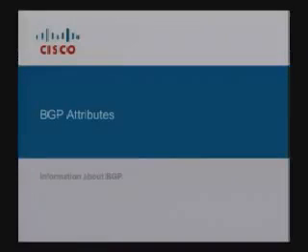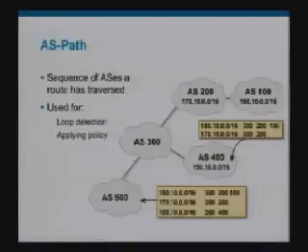So we can store information about where the prefix has been, any priorities you want to put on the prefix and so forth. These are the BGP attributes. The first one I want to look at is the AS path. This one is pretty important. It's a sequence of ASs a route has actually traversed.